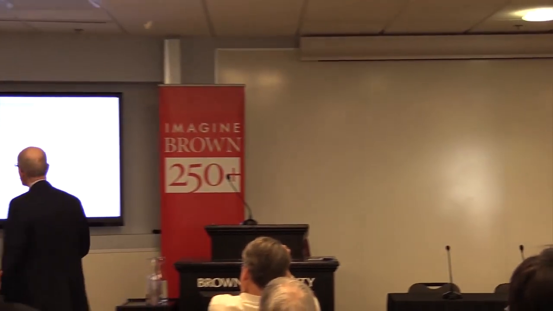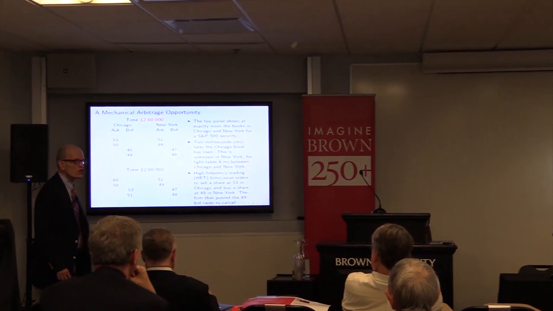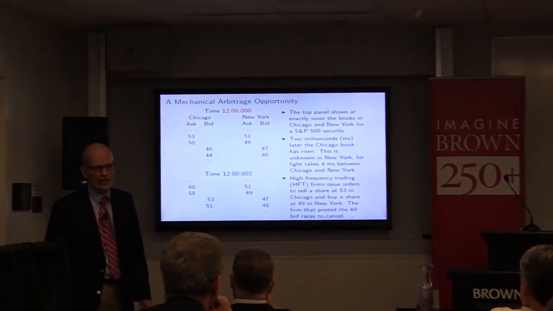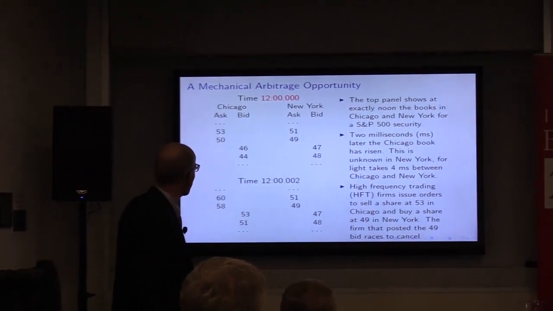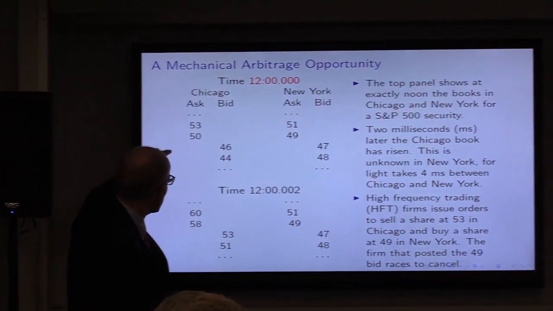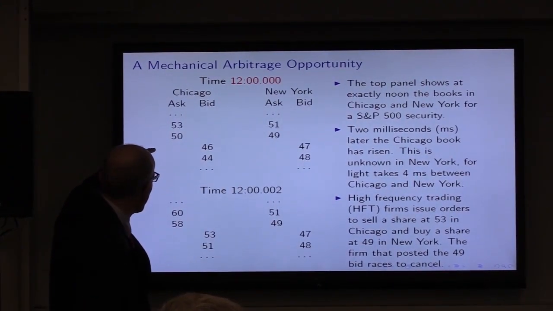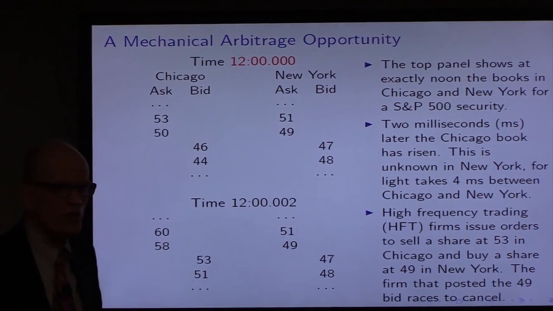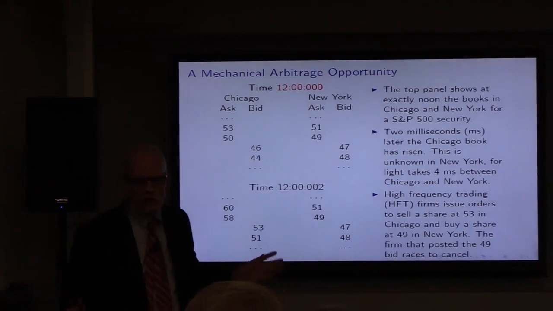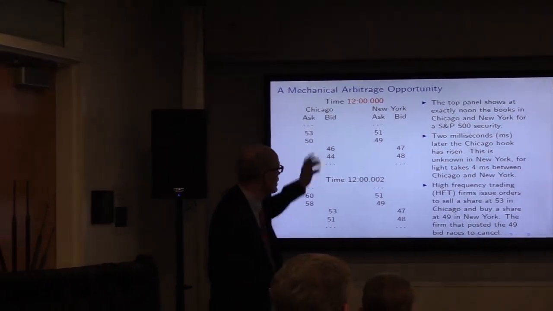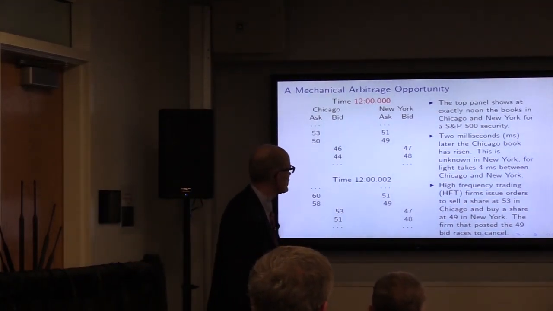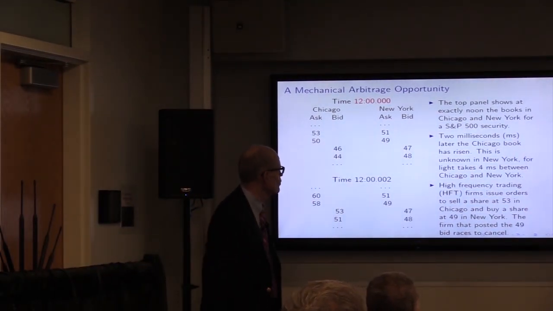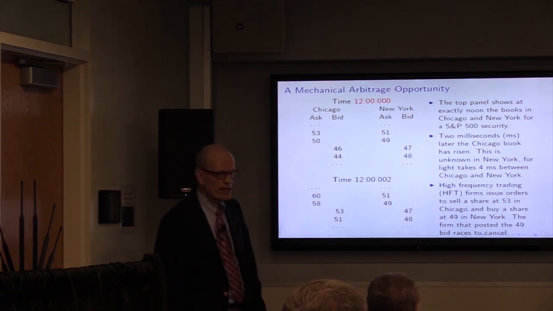So here's the arbitrage opportunity we get into a problem with. The time is exactly noon, down to the millisecond. And in Chicago, the lowest ask is 50, and the highest bid is 46. So there's a spread of four. In New York, it's about the same: 49 for the lowest ask, and 47 for the highest bid.